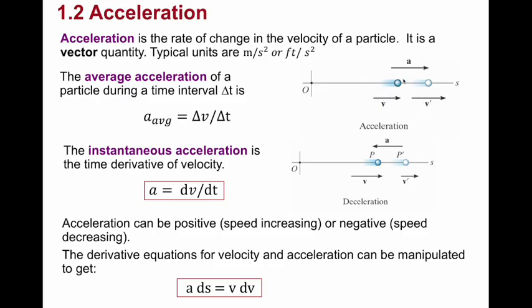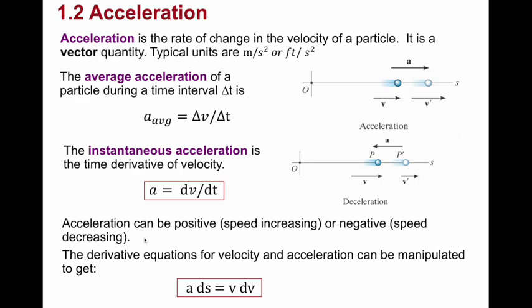Same idea: we have our particle with an initial velocity v, and then our particle with a final velocity v prime, and that change in velocity will be our acceleration. So the average acceleration during a time interval, delta t, will be the change in velocity over that time interval. We can also find the acceleration at specific times. So the instantaneous acceleration is just the derivative of that velocity vector over the time.